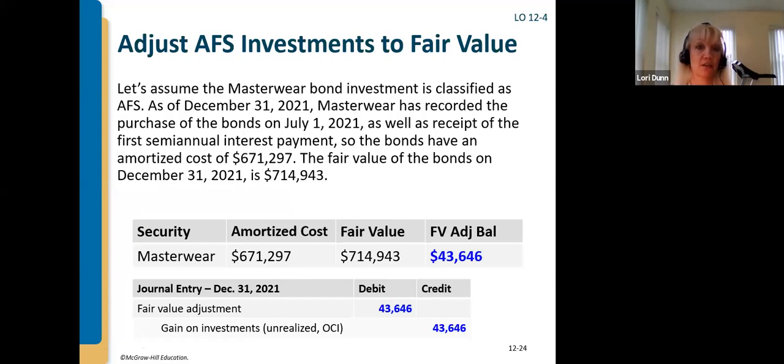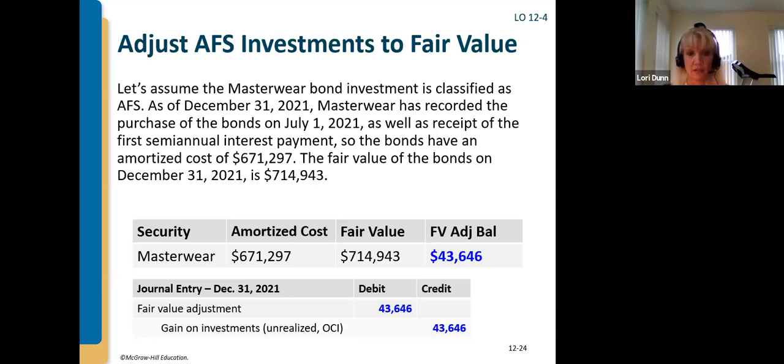What happens though, if United said, this is going to be an available for sale category investment, we still look and say, what's our carrying value of the bond on December 31st, 2021? $671,297. What's the fair value? $714,943. Okay, so we need to report this investment, even though it's available for sale, on the balance sheet at its fair value, which is above its carrying value. So we need to increase another account, the fair value adjustment account. So available for sale investments will have their own fair value adjustment account that increases or decreases those investments to fair value. Just like with the trading security, we need that account to have a debit balance in it of $43,646 to increase the carrying value of the bond to its fair value.